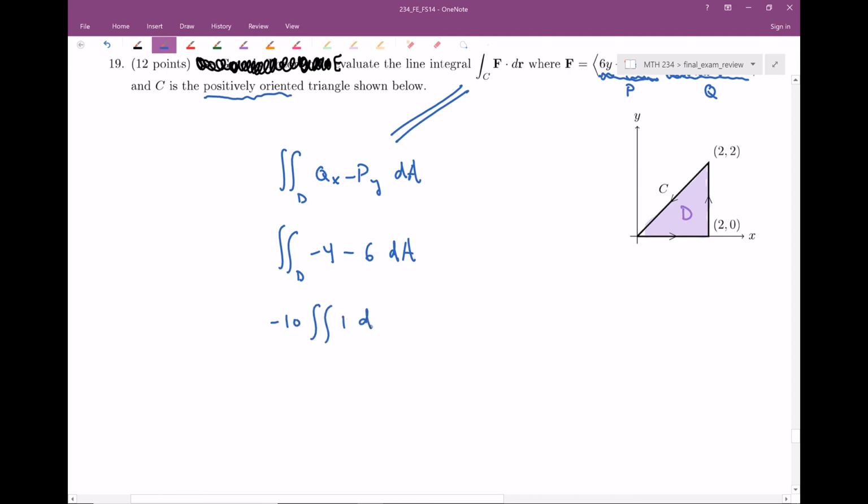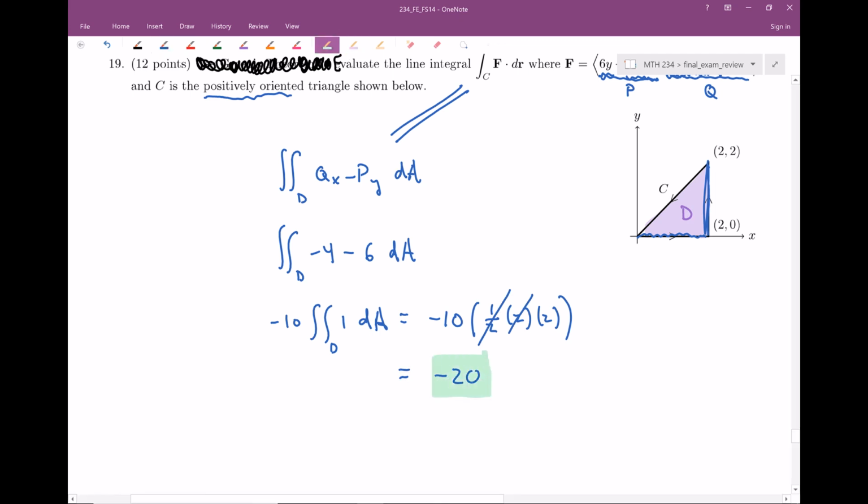And now this is just going to be integrating 1 over this region. So when I'm integrating 1 over this region, well, that's just going to be the area formula for a triangle, right? Because this is the same thing as area. So I'm going to have negative 10 times 1/2 the base. So my base down here, it looks like it has length 2, times the height. So the height here also 2. So 1/2 base times height, there's a little bit of cancellation, and I'm going to get the answer negative 20.